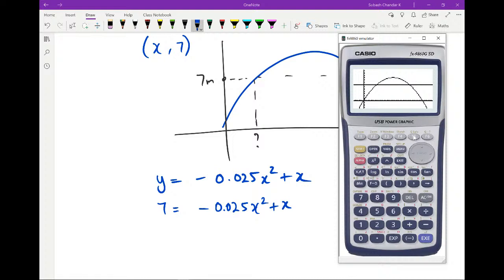Now at this point, just click on GSolve and look for ISCT, which is the intersection points. It tells you the first intersection point. You can see that when x equals 9.04 seconds, the height is 7 meters. Then just click on the right button, and it gives you the second point, which is at 30.95 seconds.